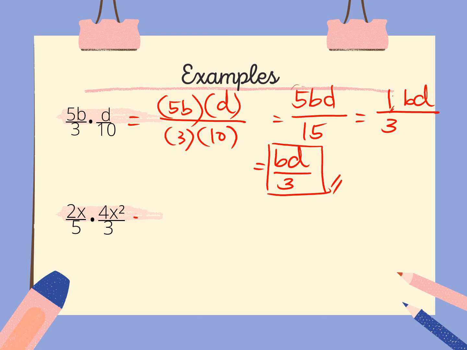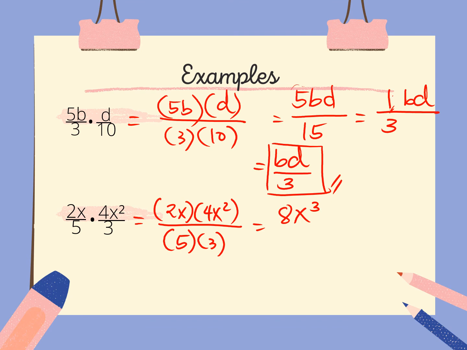So next, we have 2x over 5 times 4x squared over 3. Same procedure. So we have 2x times 4x squared all over 5 times 3. 2 times 4 is 8. x times x squared will be x cubed, over 15. So is this the final answer? Yes, absolutely, because 8 and 15 don't have a common factor. So yan ang ating final answer.